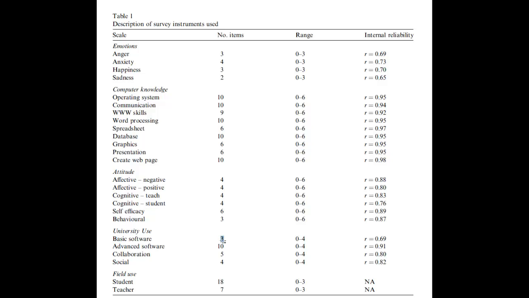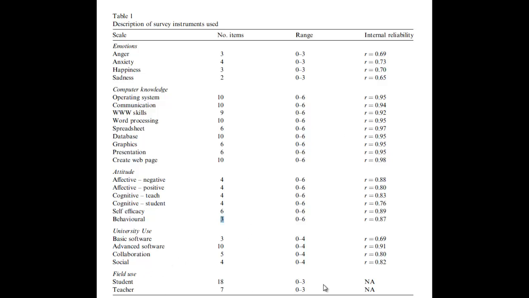You tend to want 5 or more items in a scale. 4 to 5 is a minimum. It's not always a rule of thumb. If you look at the behavioral scale here, there's only 3 items there, but it's 0.87 for the reliability.